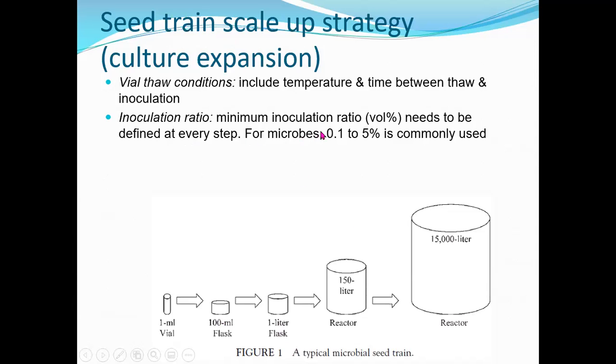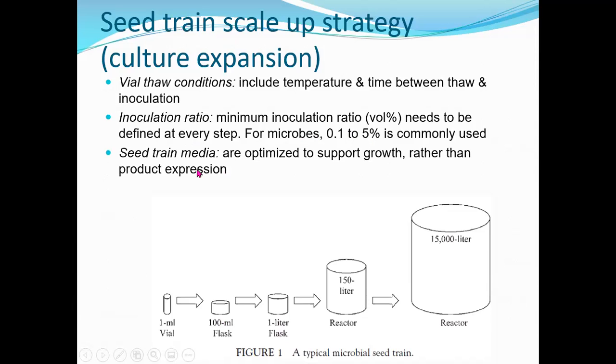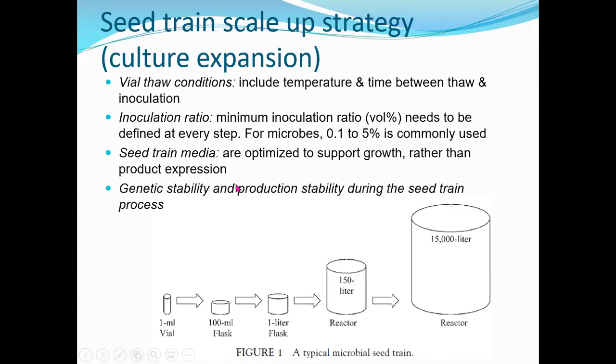So it is a volume percentage and it has to be defined at each step of your fermentation scale up. For microbes, usually 0.1 to 5% is used. And there is a seed train media as well. This media is basically optimized for the growth, but not the production of the metabolite. So it supports the growth rather than the metabolite production. And the various genetic stability and production stability testing is done during this culture expansion process or the seed train process.